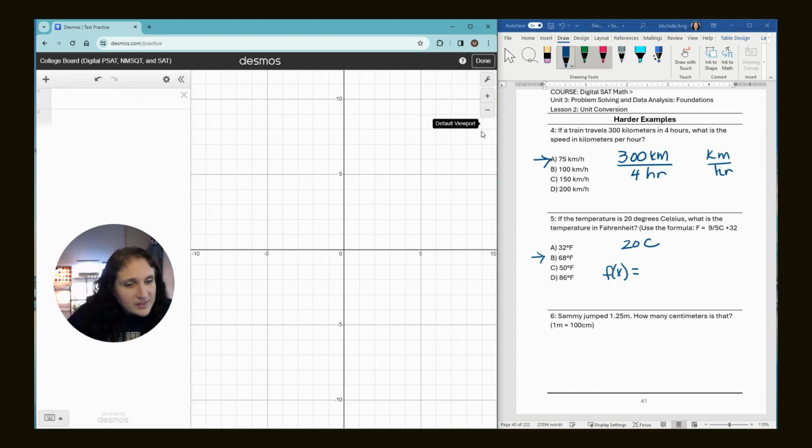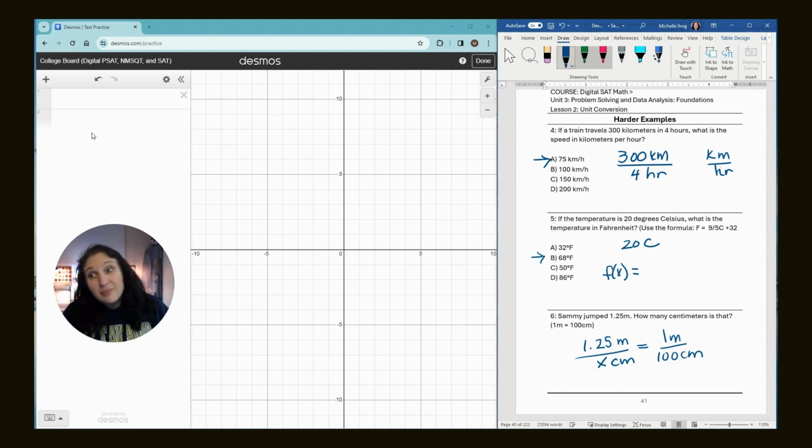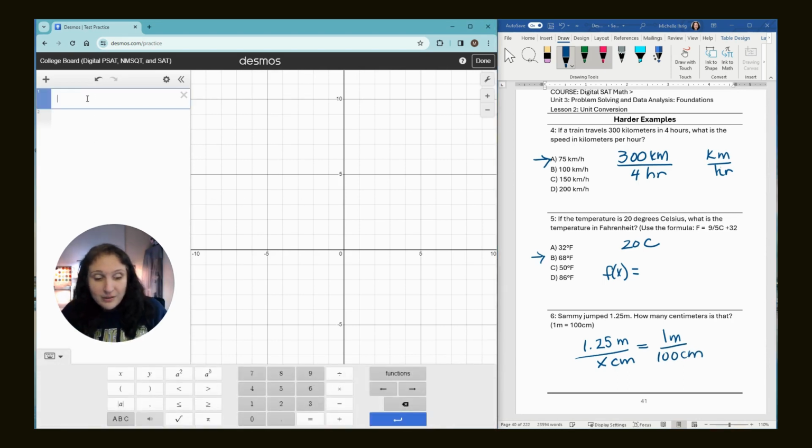Okay, Sammy jumped 1.25 meters. Okay, and we want to know how many centimeters that is. And we know that 1 meter equals 100 centimeters. So we just type that proportion in. And you might know another way to do it.